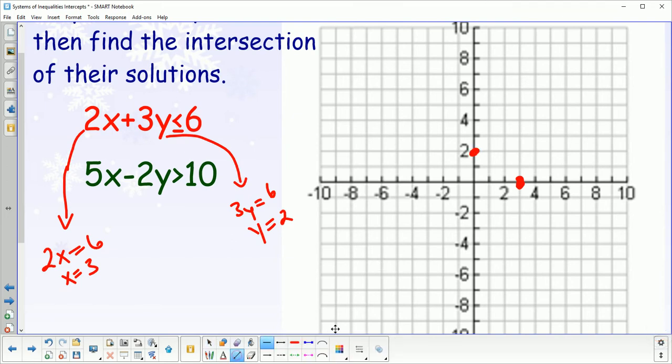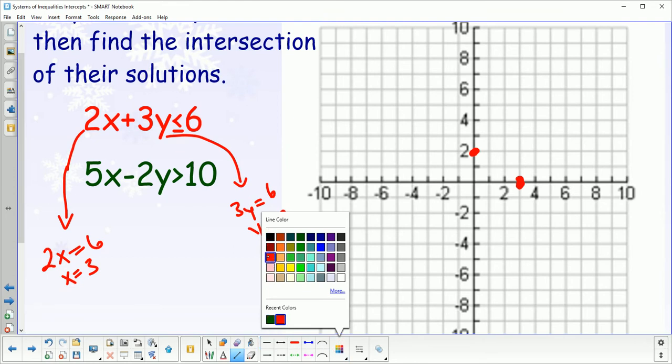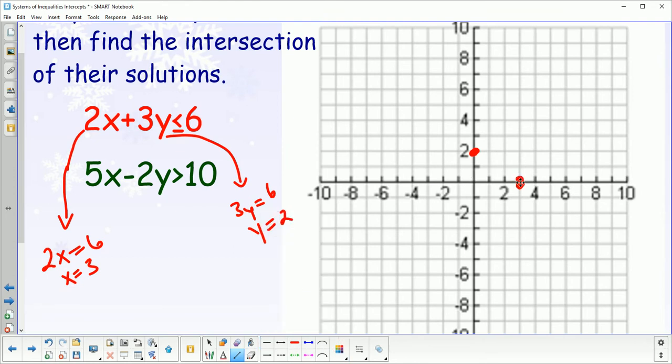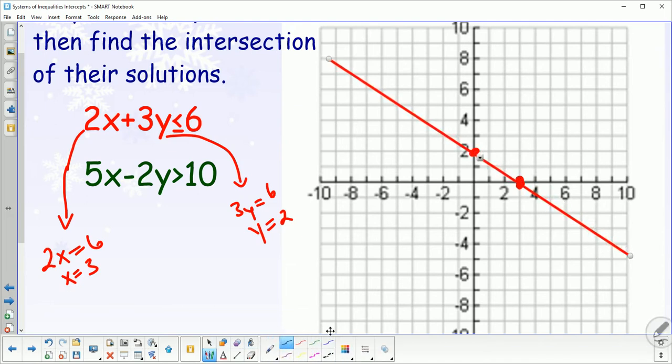Now we're going to do our line, and this should be a solid line, remember, because we include the value here. We have less than or equal to, so I make my line, make sure to extend it in both ways as far as we can. And then I'm going to do my second one.